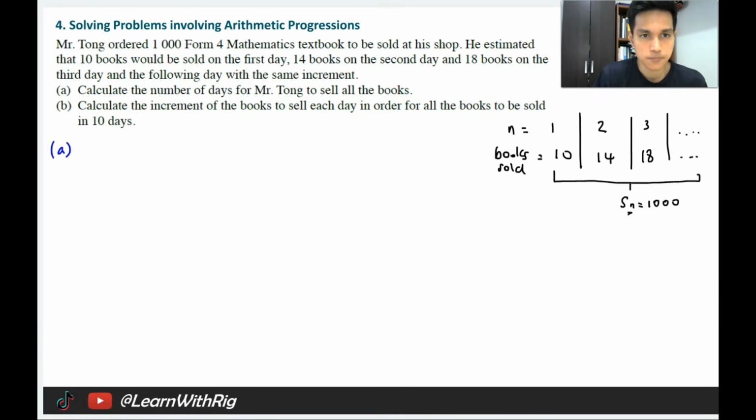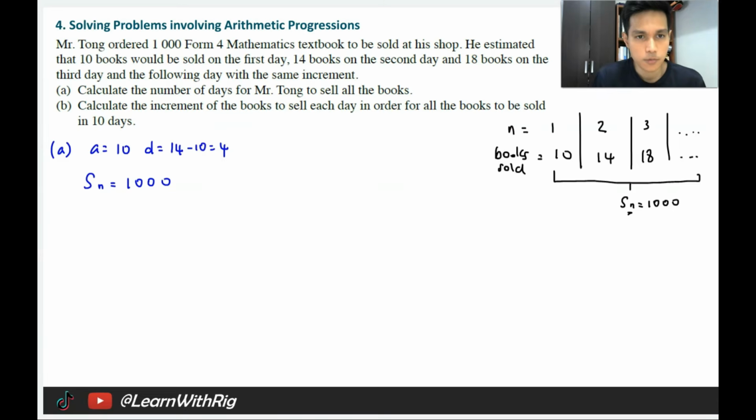So question A, what's your A value? The first term in the sequence is 10, and the common difference is 14 minus 10, which is 4. Okay, so you got your A value and you got your D value. So now we're going to count Sn equals to 1000. Sum of all the days of number of books is equivalent to 1000.